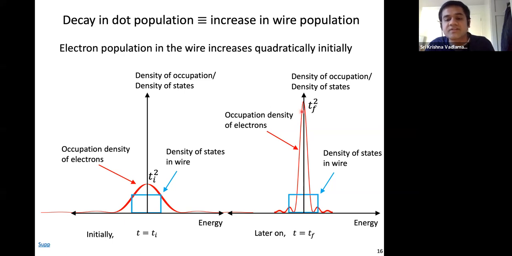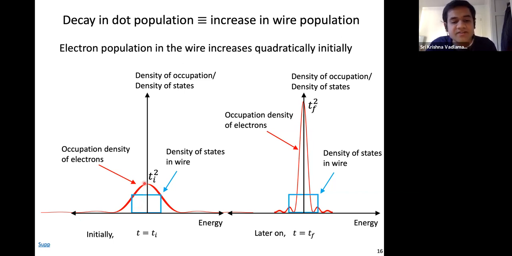So you get a delta function, and that's the delta function that appears in Fermi's golden rule that helps us conserve energy. So the way you would get the population in the wire at a fixed time is just integrate this density of states with this probability per unit energy of the electron tunneling. And you would get some electron population in the wire.